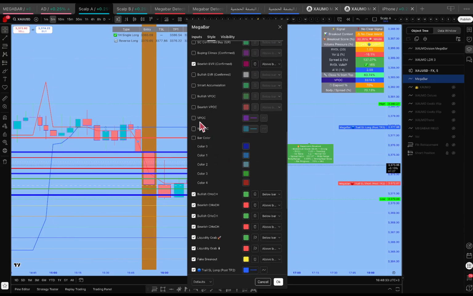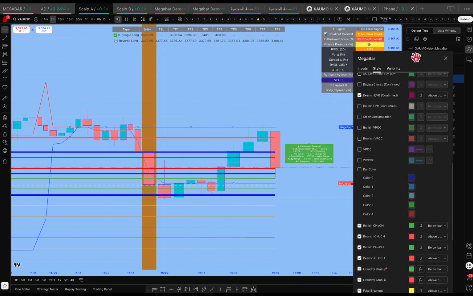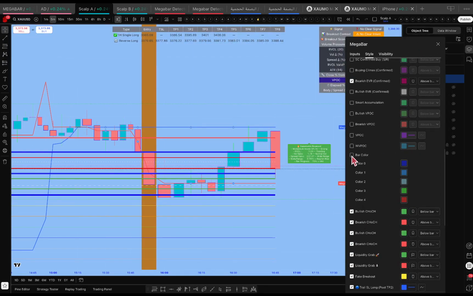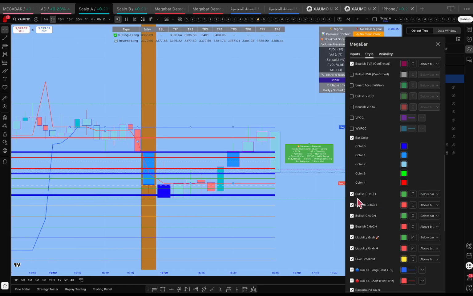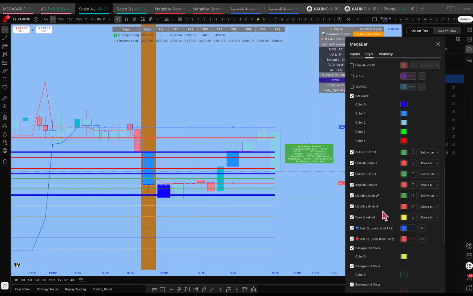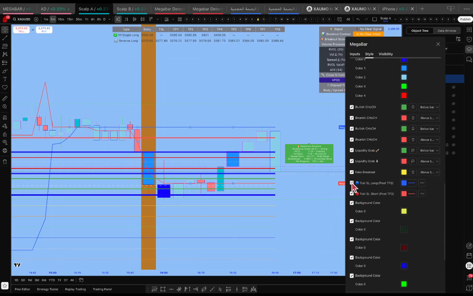And you have the bar color. This is the regular bar colors, and you can add those bar colors based on the RVOL. This is like 1.5 RVOL, 1.21. This is a strong movement. This is a pre-strong movement, bearish strong movement. And then you have the change of character here, bullish, bearish. And this here's the trailing stop loss.